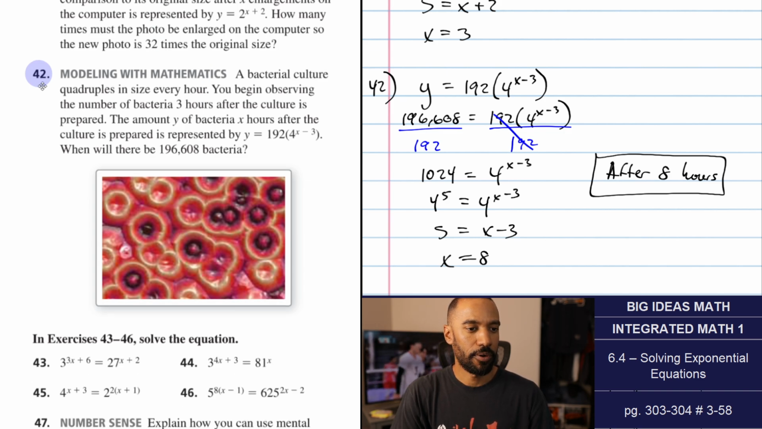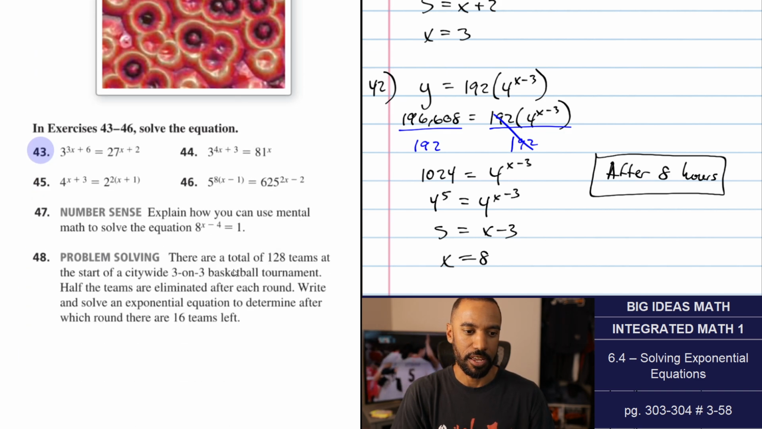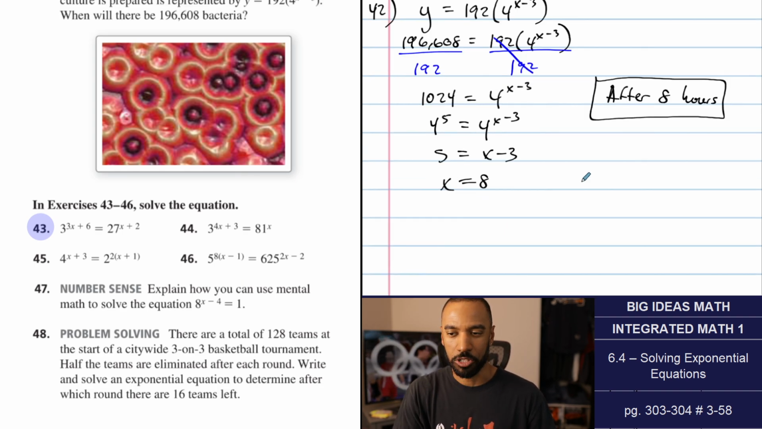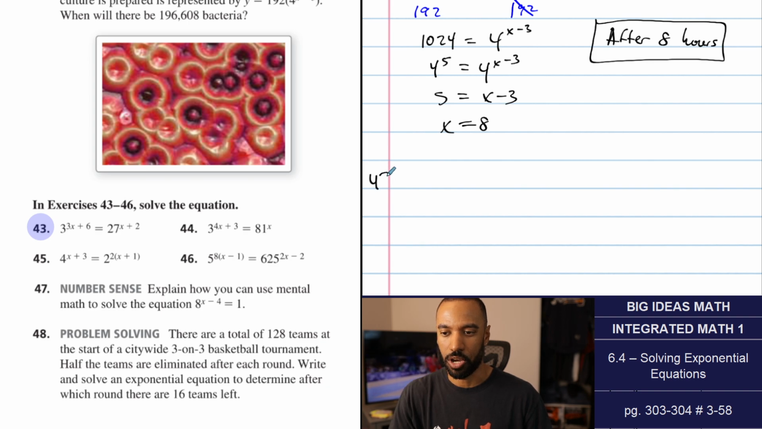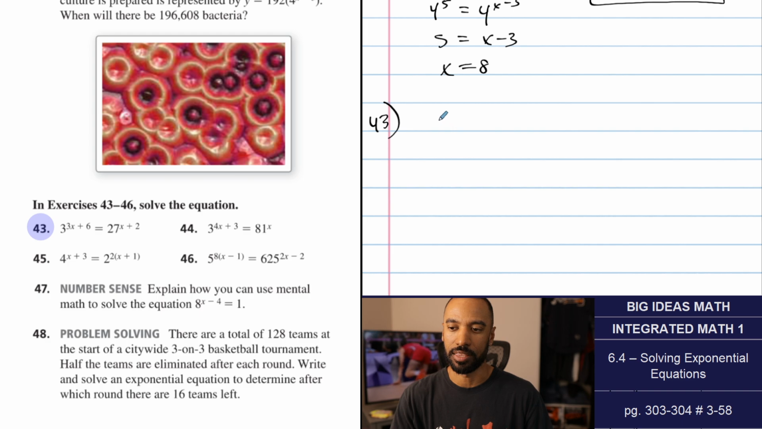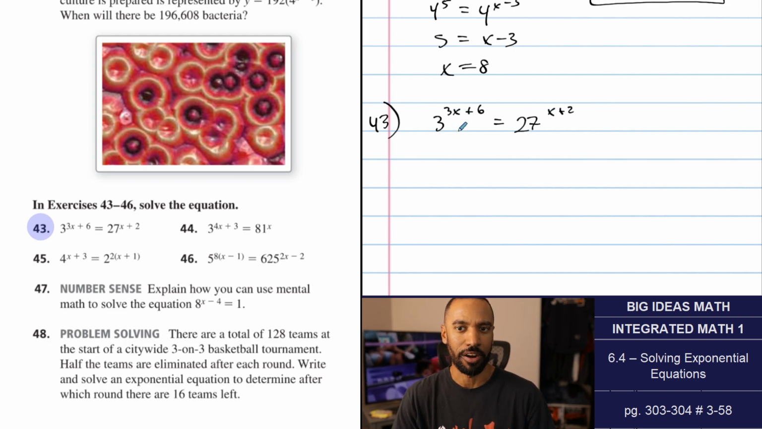Okay, numbers 43 to 46, they say solve the equation. They don't give any other instructions, so they say go right into it. I believe they mean algebraically, not with graphing calculators. So let's see how good we are at this stuff now that we've gotten this down a little bit. 3 to the 3x plus 6 equals 27 to the x plus 2. Doesn't really look more challenging than the last set of problems we saw in the very first block.